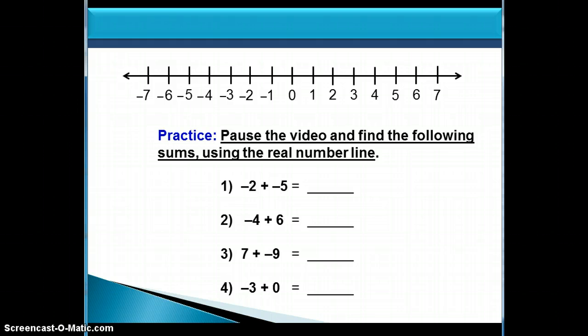Let's see how you did. -2 plus -5 is -7. -4 plus +6 is +2. 7 plus -9 is -2. And lastly, -3 plus 0 is -3.